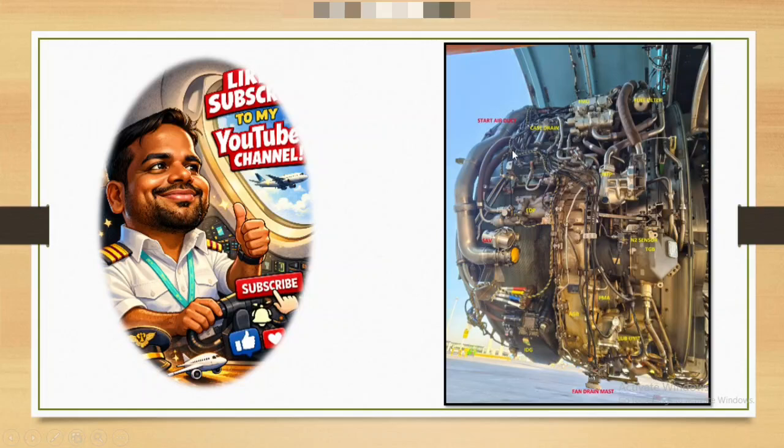We have also covered this fuel metering. We have the N2 sensor. If you go to the bottom side of the engine, you'll find the N2 sensor on the transfer gearbox. So this is a permanent magnet alternator. This is your lube unit, and this is your fan drain mast. This is your accessory gearbox. This is your IDG. This is your main fuel pump.